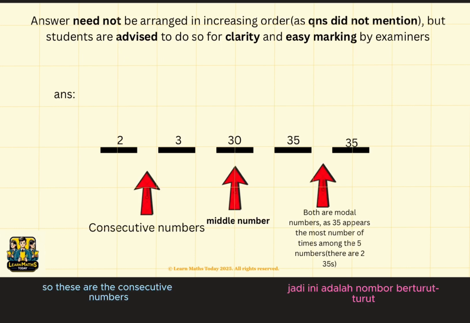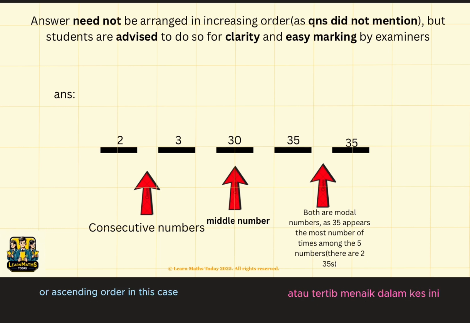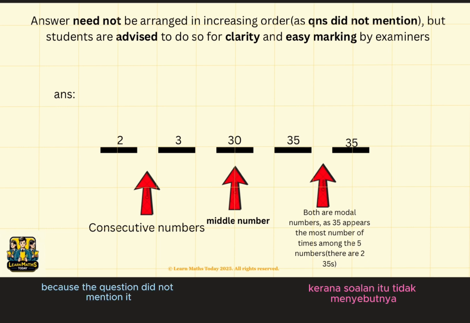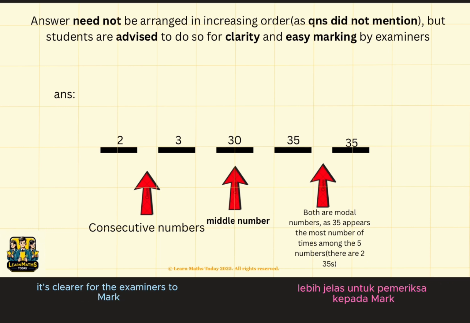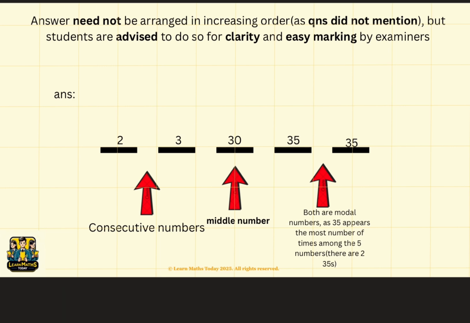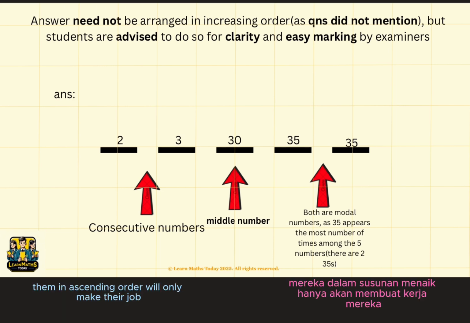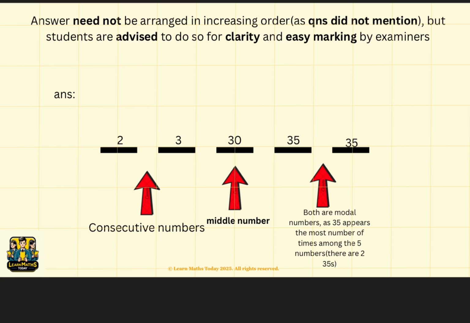So these are the consecutive numbers, the middle numbers, and then these are modal numbers because they appear the most number of times. Again, the answers need not be arranged in increasing order or ascending order in this case, because the question did not mention it, but students are advised to do so because it's clearer for the examiners to mark, especially in Cambridge, where the time they're marking is probably during Christmas and it's probably during winter. Writing them in ascending order will only make their job much easier for them to see and get the answers correct.